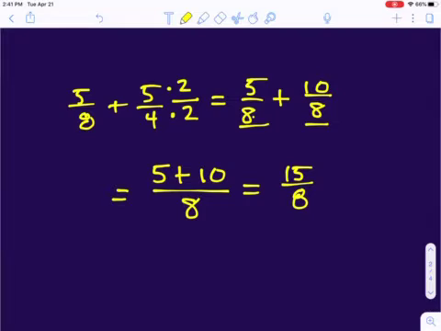And we're going to leave it like that, because we're using it in an algebraic problem, and it's a lot easier to work with something like this than with something like 1 7/8. So we're going to leave it in improper fraction form. I would recommend that as often as possible when you do algebraic problems. So we've decided that that's 15/8.